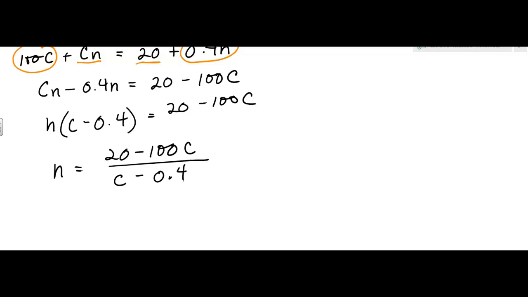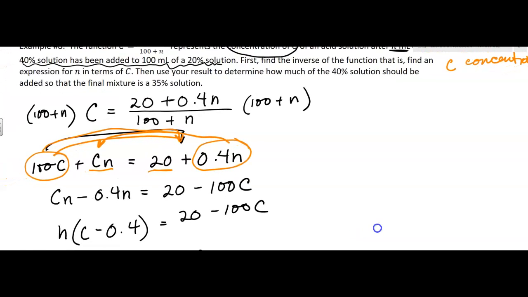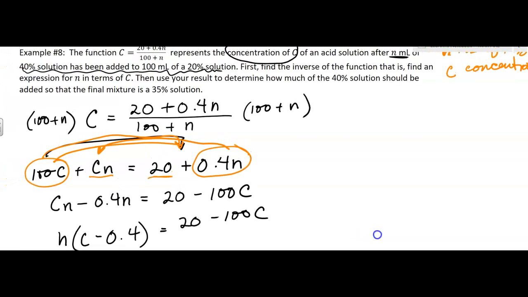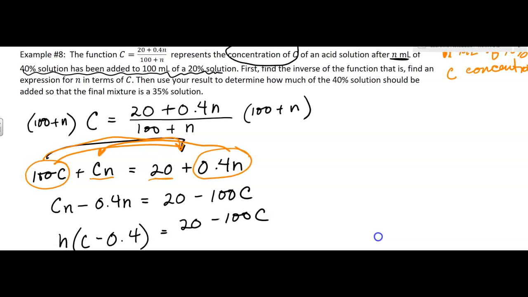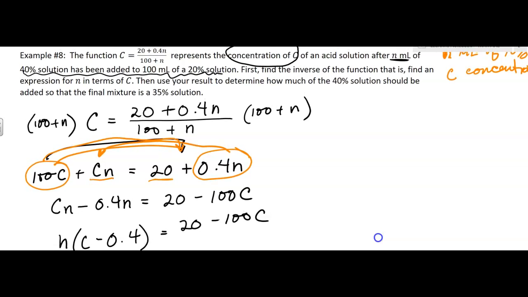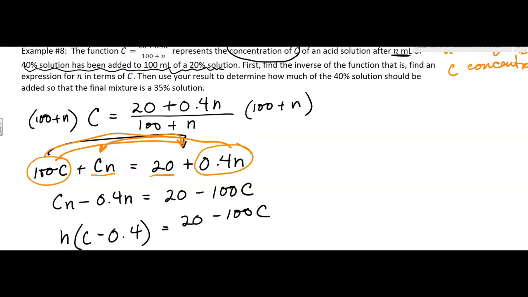All right. Now we're supposed to use that formula. What does it say? Then use your result to determine how much of the 40% solution should be added so that the final mixture is a 35% solution. Okay. So we want to evaluate that formula at 35%. That's the concentration, right? We're going to change that to a decimal number, 0.35. Okay, so that's what we'll be plugging in for C.